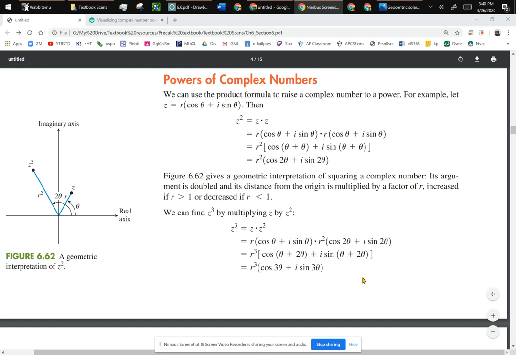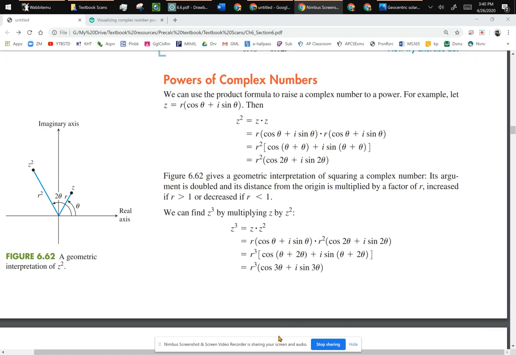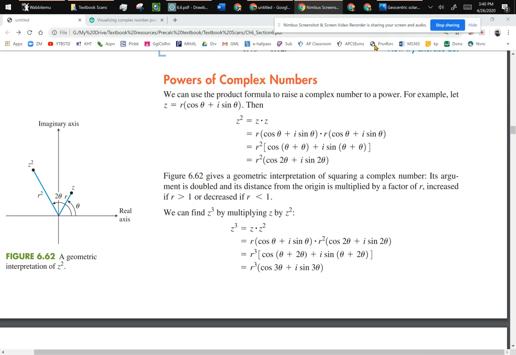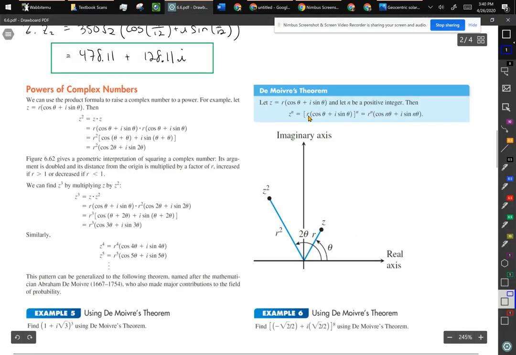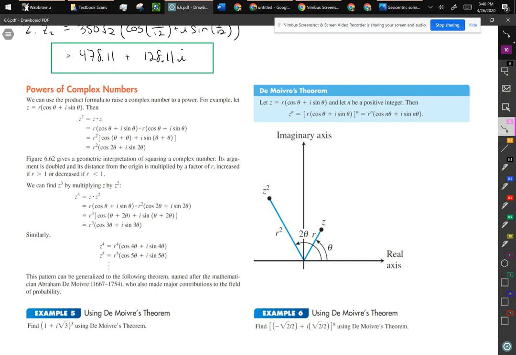Hey guys, we're doing powers of complex numbers. And so I'm going to be using Khan Academy and 3Blue1Brown to help you visualize this. Now, if you're doing powers and exponents, you're doing repeated multiplication.